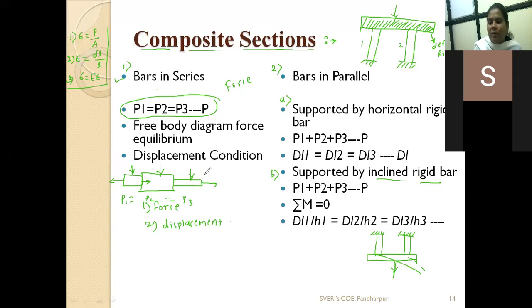Okay. And here the displacement condition, that is delta L1 plus delta L2 plus delta L3 and so on. That means displacement in the first section plus displacement in the second section plus displacement in the third section is equal to the total displacement. So this is our displacement condition, the second condition. This is for bars in series. Now we will discuss bars in parallel. Okay, bars in parallel. So this is the force condition. When bars are parallel, at that time the force condition is P1 plus P2.